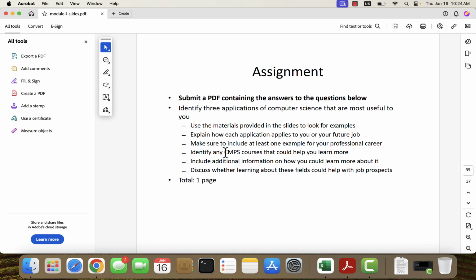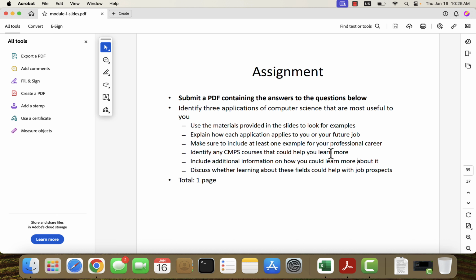So now the assignment that you have for part B is you need to submit a PDF containing the answer to the questions below, okay? You need to identify 3 applications of computer science that are most useful to you, okay? You are supposed to use the material provided in the slides to look for examples, and explain how each application applies to you or your future job. Make sure to include at least one example for your professional career. Identify any applied computer science program courses that could help you learn more.